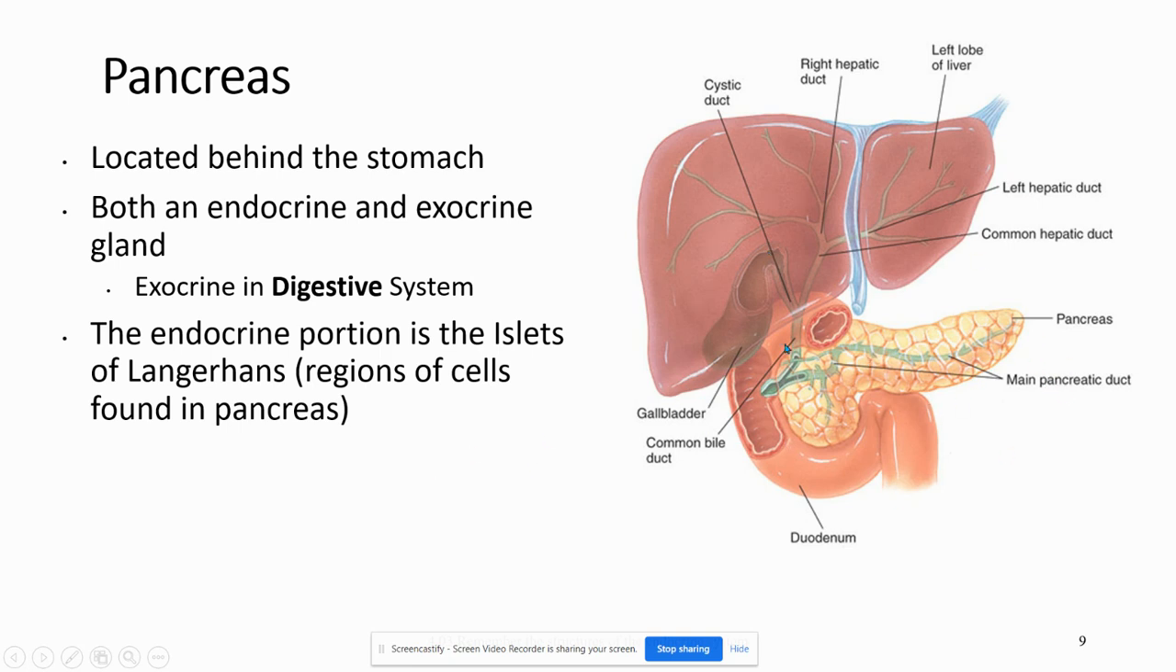Stomach not shown. Stomach would be like here. This is liver, small intestines, stomach. So remember, we talked about the spleen, the stomach, and the pancreas are all in that left upper quadrant. So yes, it's the right side of your screen, but if the patient's looking at you, this would be their left upper quadrant.